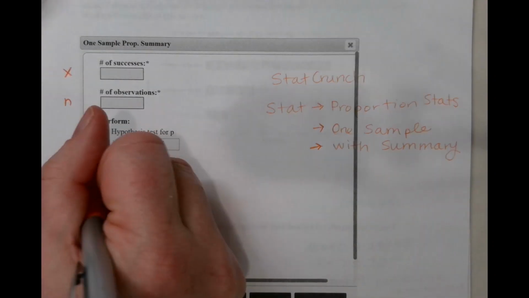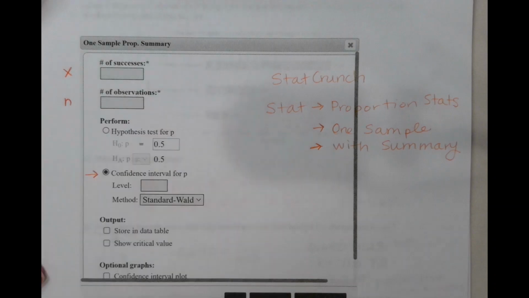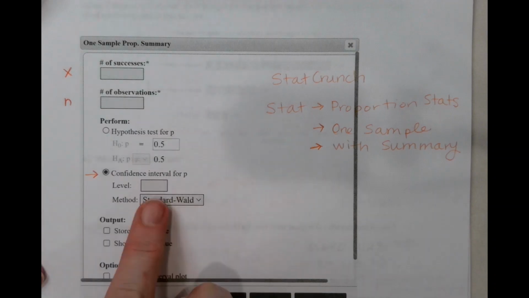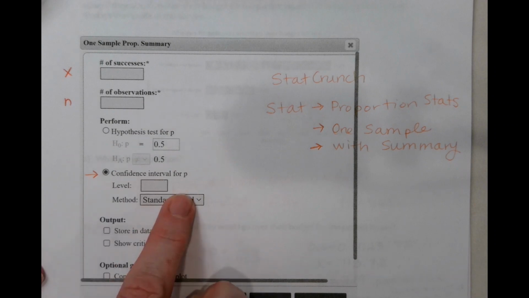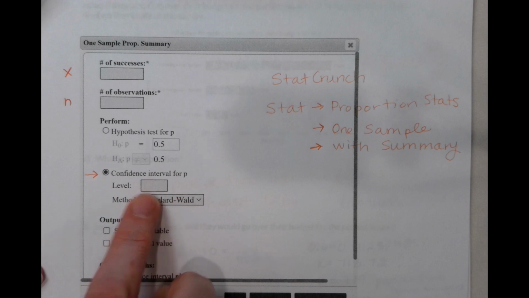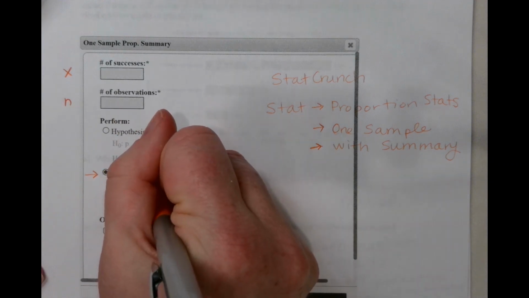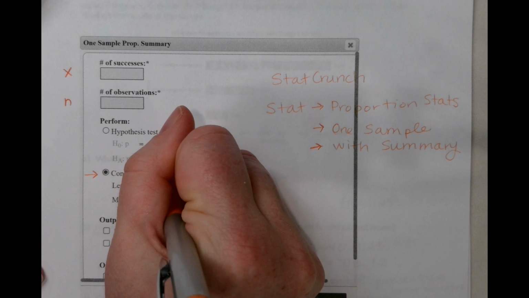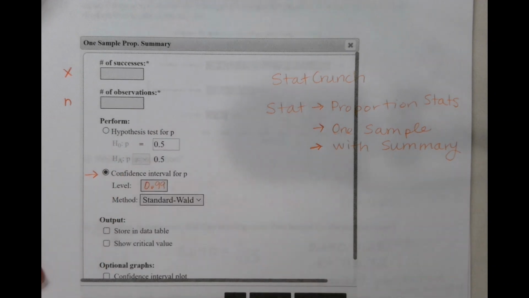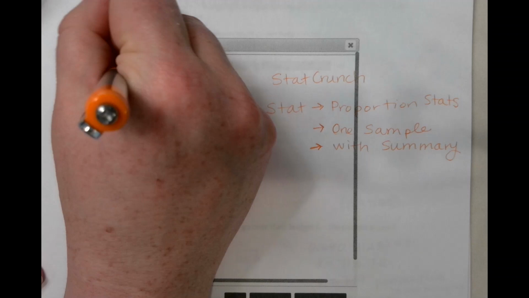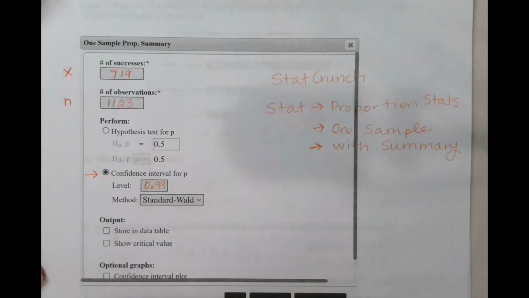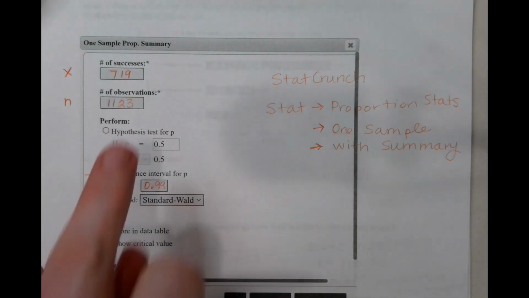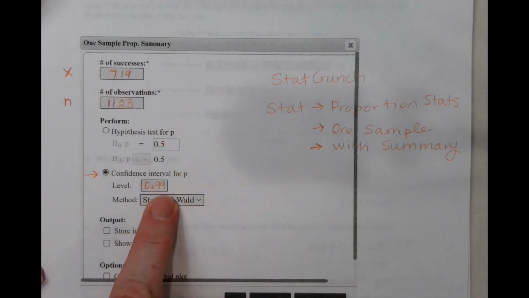And then we do want to make sure that we switch it to confidence interval instead of hypothesis test. That's chapter 7. We're not there yet. And then typically this is a 0.95 as a default. So I went ahead and deleted it before I printed so that I could write in that 0.99. Of course, 719 and 1123. So once you have those three numbers, that's all you've got to do. Number, number, select, and then number. You can click compute.